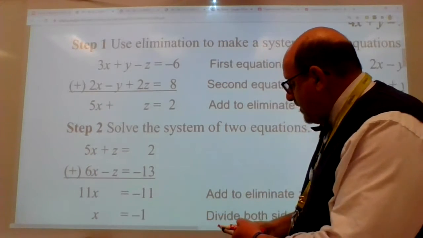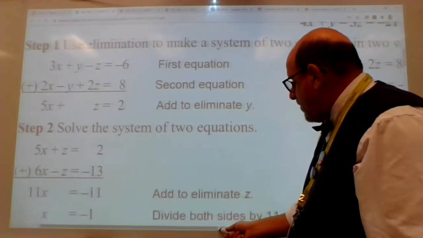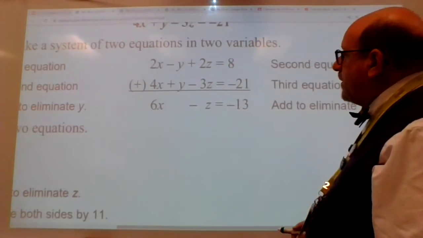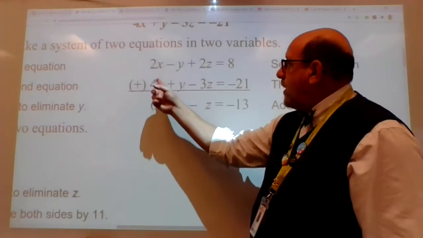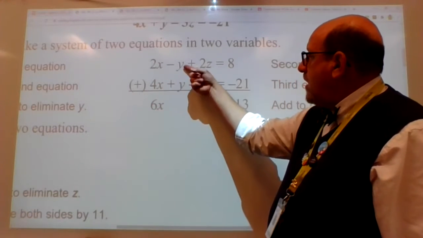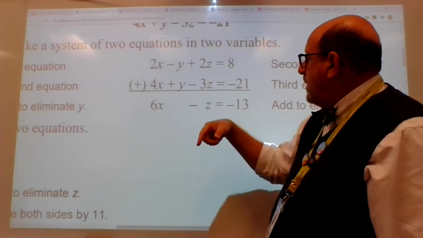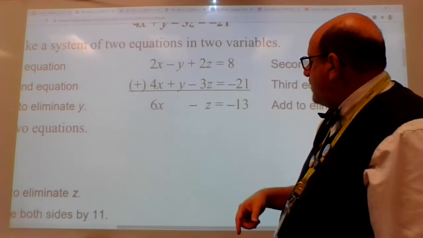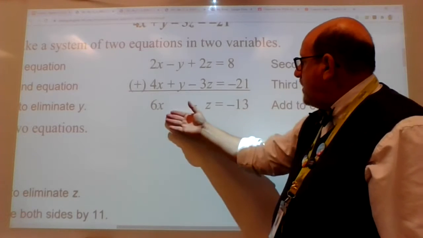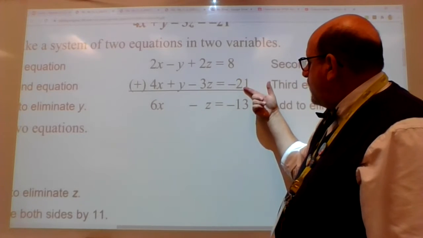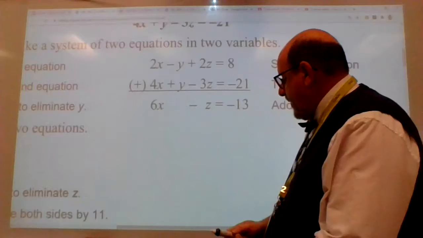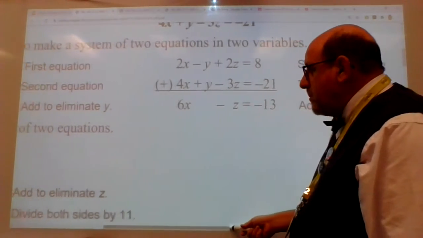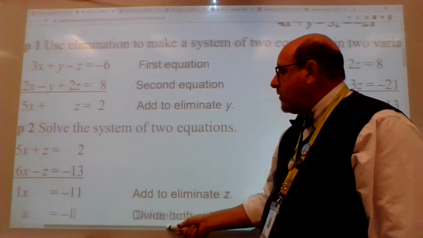So they took the second two equations, the one in the middle that we already used, and added the third one. Okay, so 2x plus 4x is 6x, negative y plus y, nope, and then 2z minus 3z is negative z. Now we're set, 8 minus 21, negative 13. Now, that's our second equation. We've eliminated the y altogether.